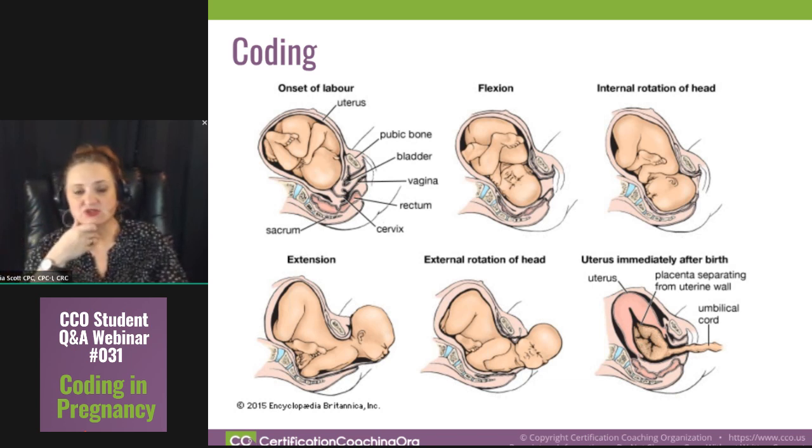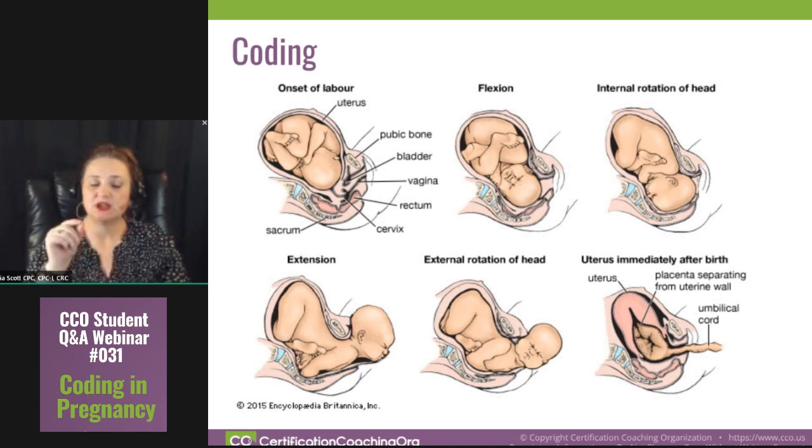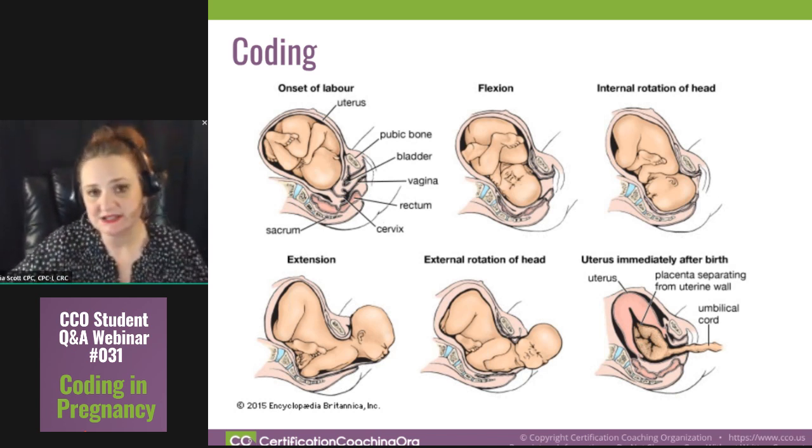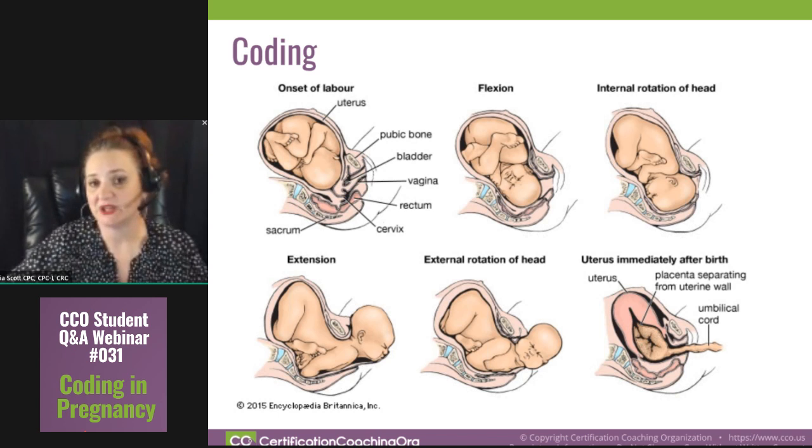So again, these are all types of complications that are coded. Every time you go to code any complication or anything during pregnancy, of course, you're going to list the complication and the gestational weeks that the baby and the mother are in.